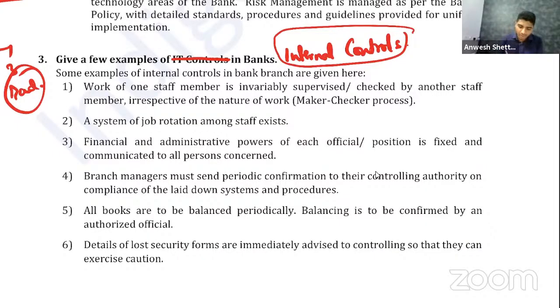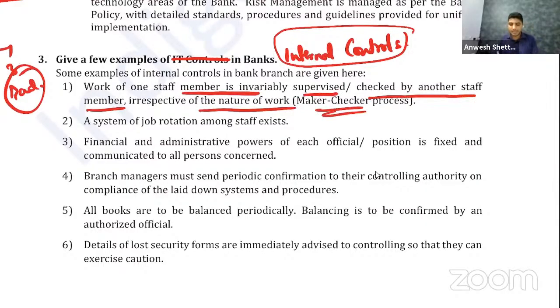So here they are talking about work of one staff member is invariably supervised, checked by another staff member, irrespective of the nature of work. Okay, so that is called as maker checker. So, for example, let us say that you want to withdraw money. Okay, you want to withdraw money from your bank.